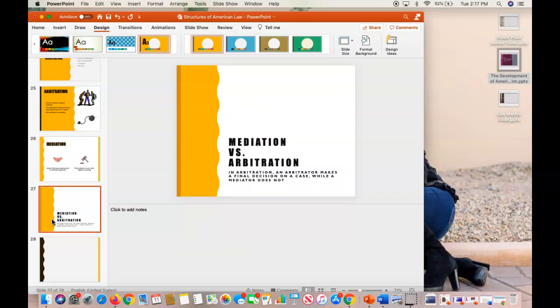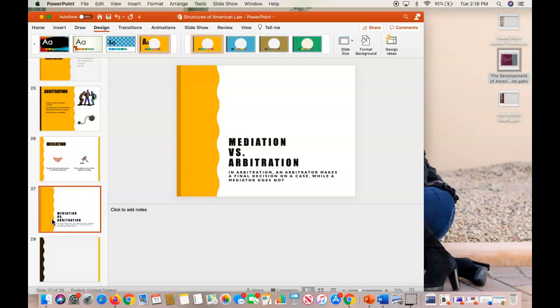The difference between mediation and arbitration is that in arbitration, an arbitrator makes a final decision on a case, while a mediator does not. During the arbitration proceeding, an arbitrator listens to and considers all relevant information, then decides which party should win. Essentially, the arbitrator acts as a judge and jury.